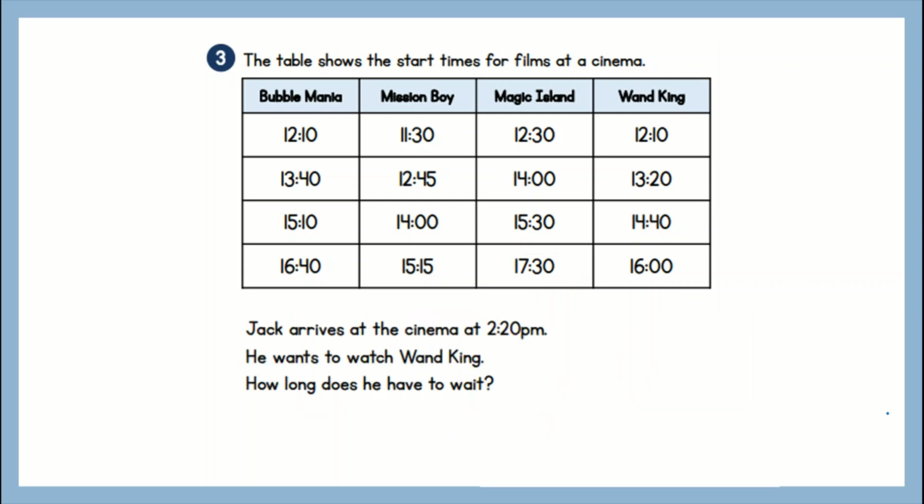Jack arrives at the cinema at 2:20 p.m. He wants to watch Wand King. How long does he have to wait? Now, Wand King is this column. 2:20, we're going to put it into the 24-hour clock, which would be 14:20. We've got a 12:10 film, 13:20 film, 14:40 film, and a 16 film. The 12:10, he arrives a lot later than that, so he can't go to that one or this one, but we do have a 14:40 one. The 14:40 one is 20 minutes away from 14:20. That means that Jack has to wait 20 minutes before he can watch the Wand King.